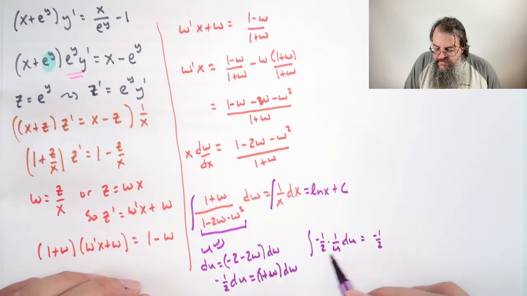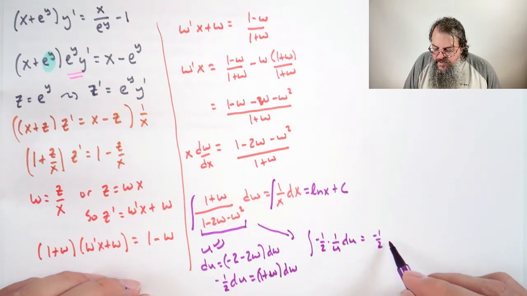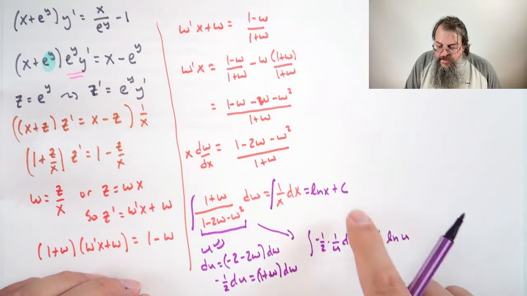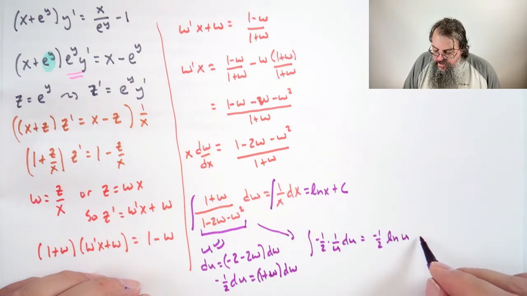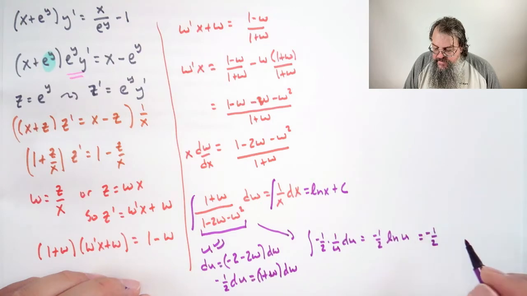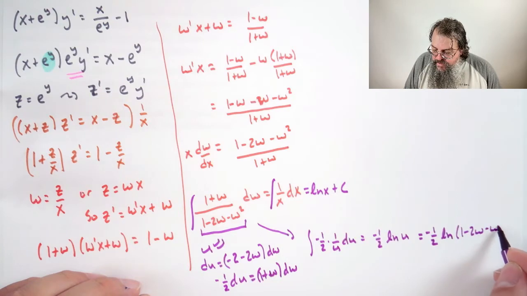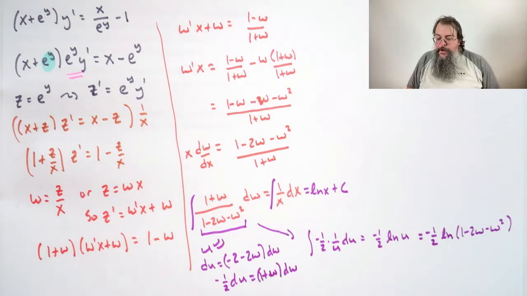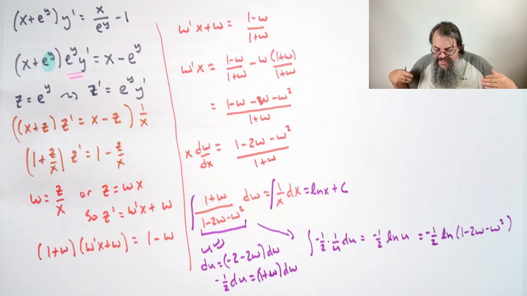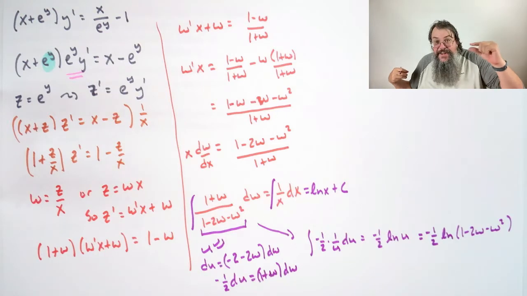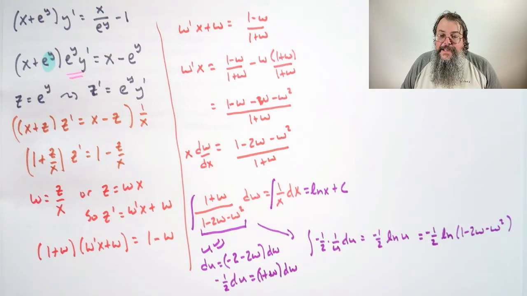So that's minus a half times log of u. We already have the plus c over there. Or that's minus a half times log of 1 minus 2w minus w squared. Okay, so there we go. Now let's go ahead and, just to make things a little bit nicer, because we deserve things to be a little bit nicer, let's multiply through by minus 2. And let's see what we get.